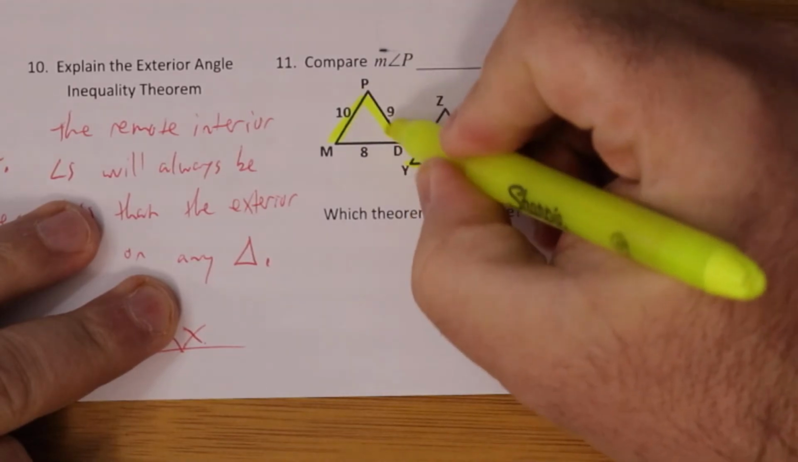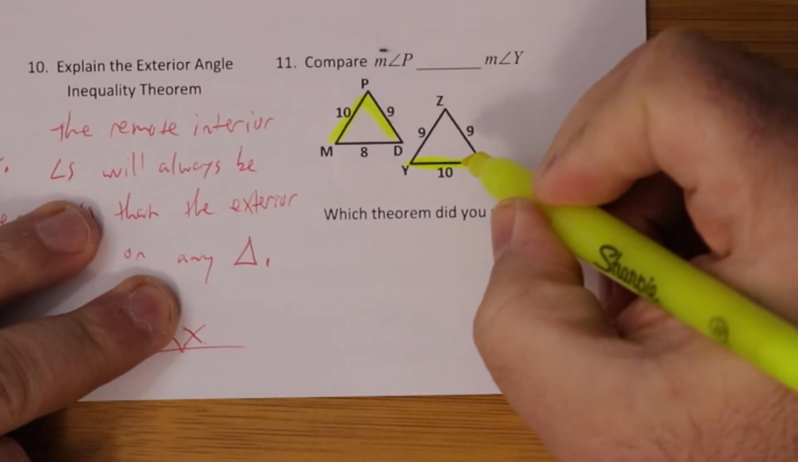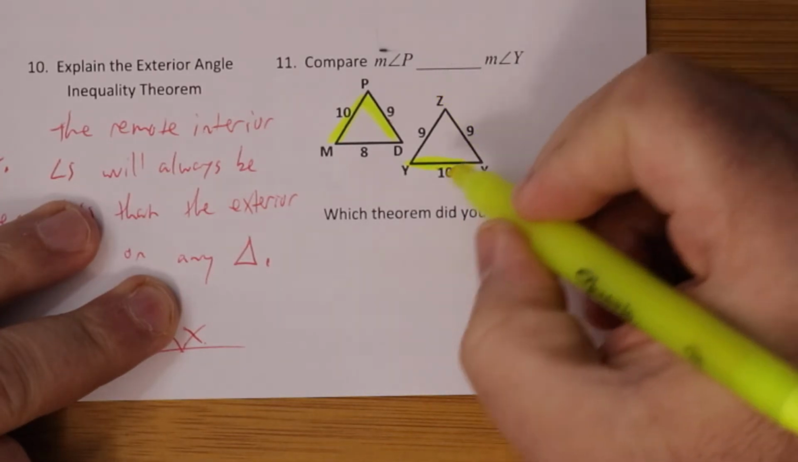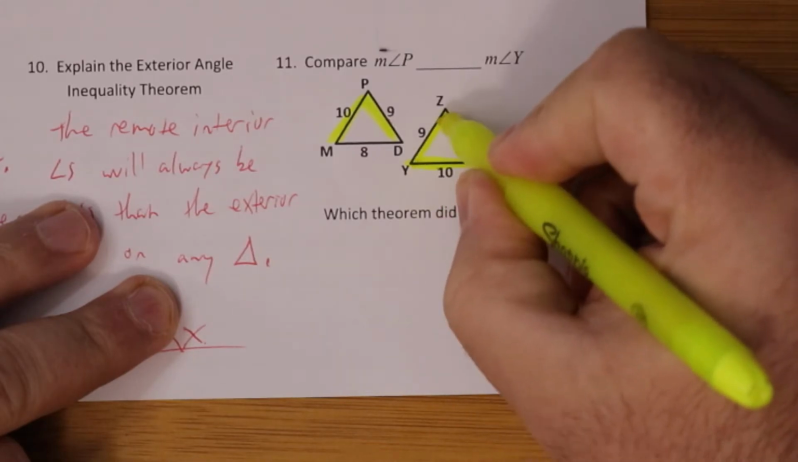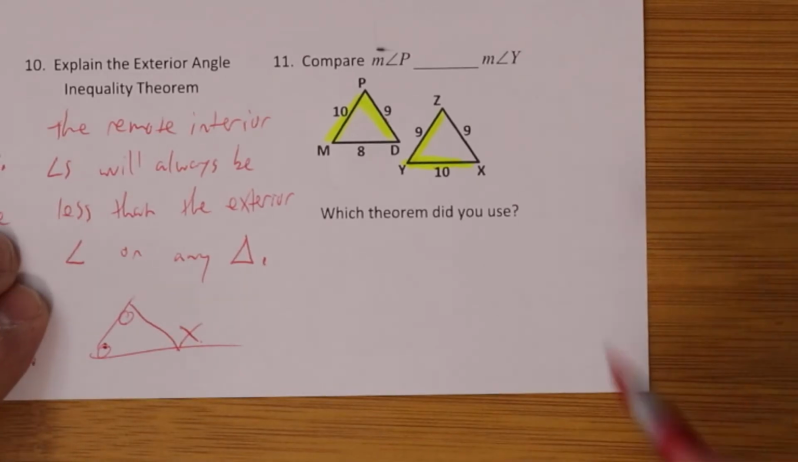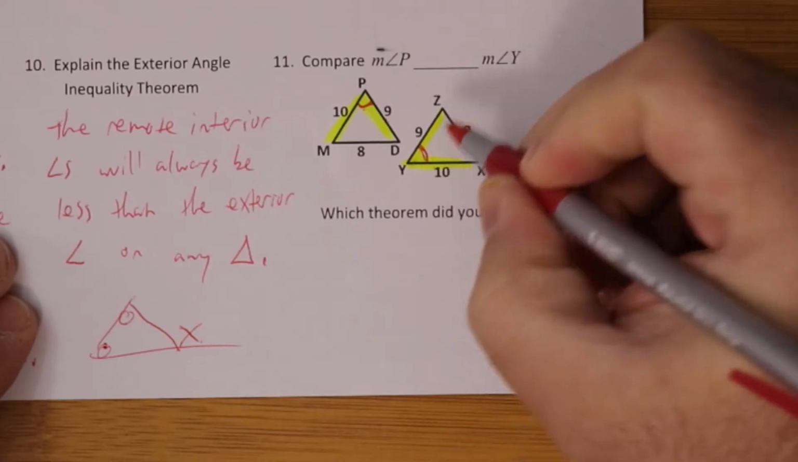And then this 9 can match with, we have two 9s here. So if we want to measure it P and Y, I'm going to go with this one over here, so I can keep that Y included. Okay, so we're looking at this angle and this angle with those sides.